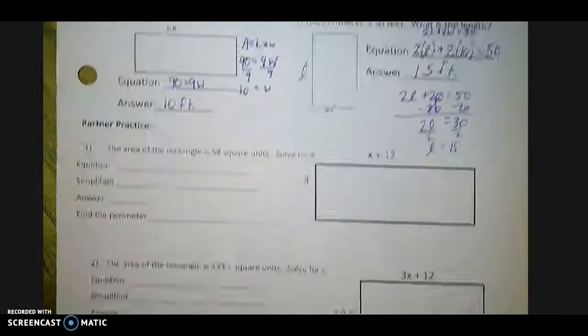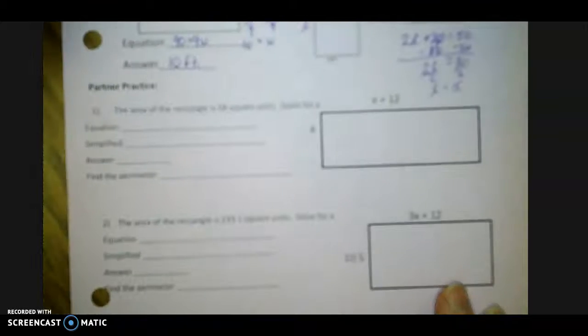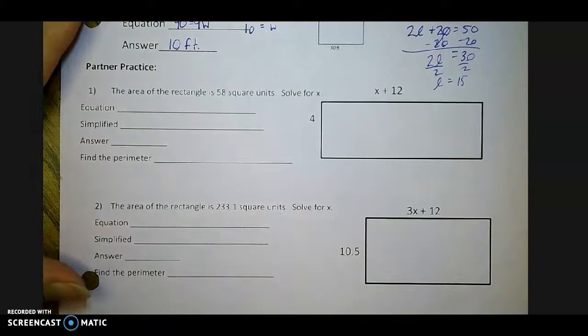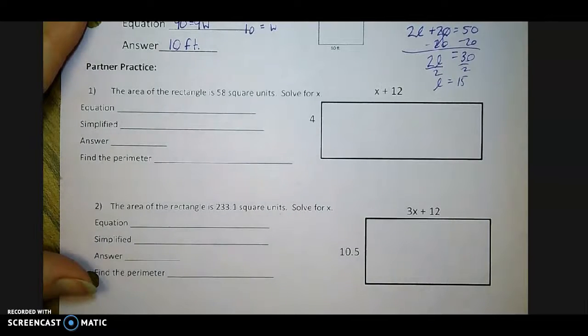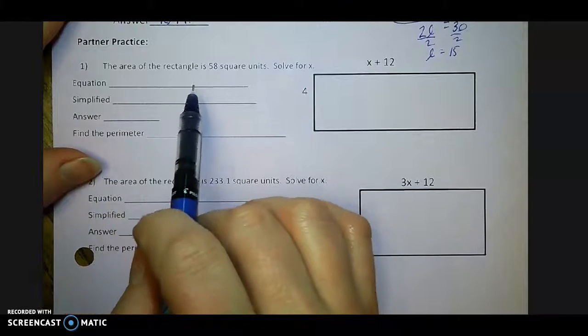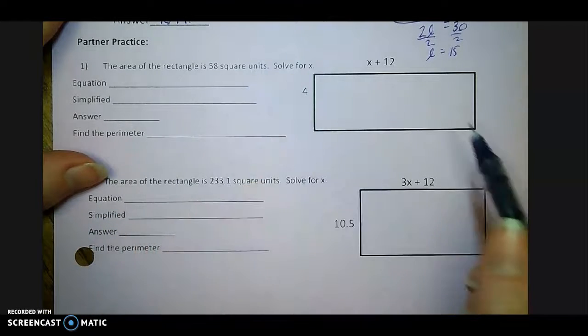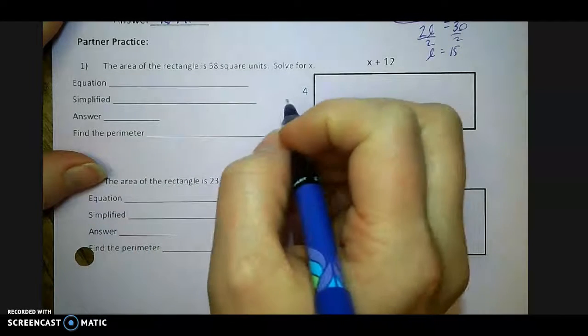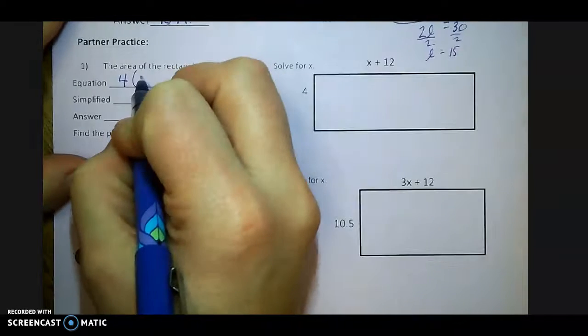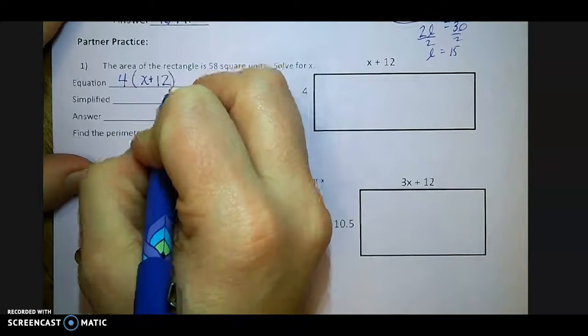Down here we have the partner practice. I'm going to go ahead and I will do a couple more here on the partner practice. And then you can finish up partner practice on the back. It says the area of the rectangle is 58 square units and solve for x. So my equation, area is going to be width times length, however you want to think about that.